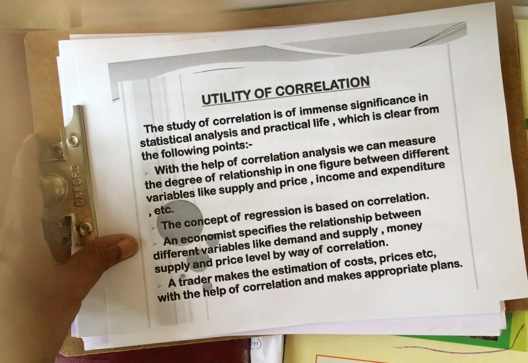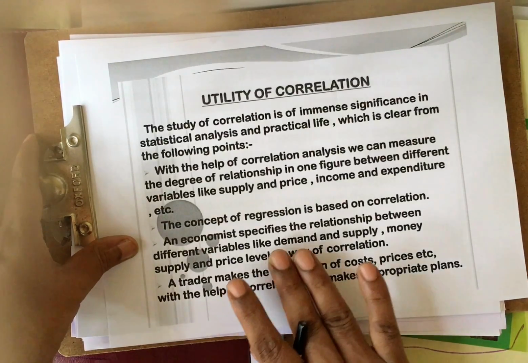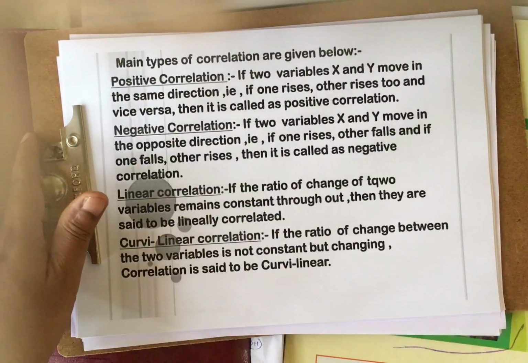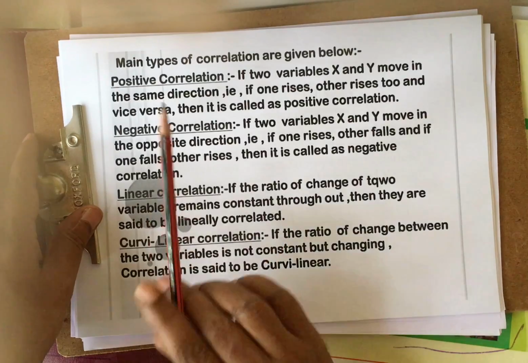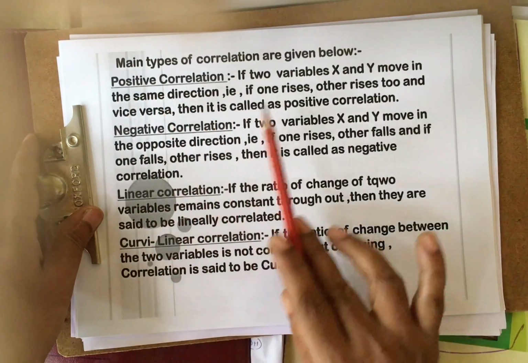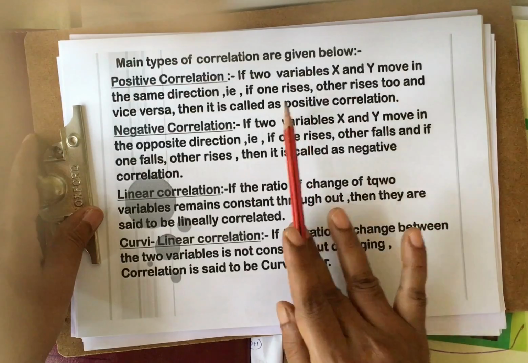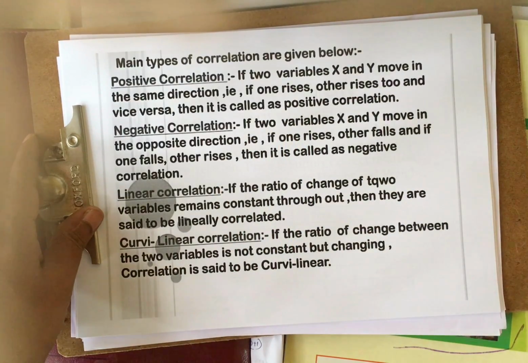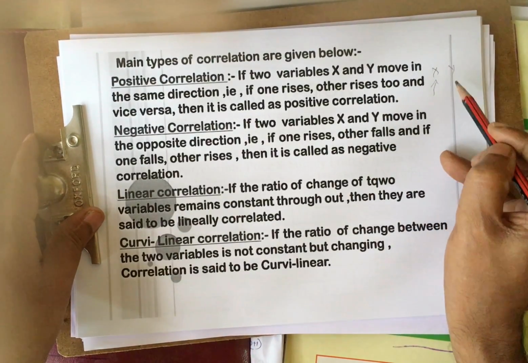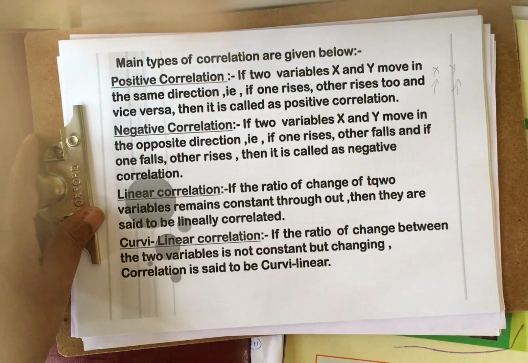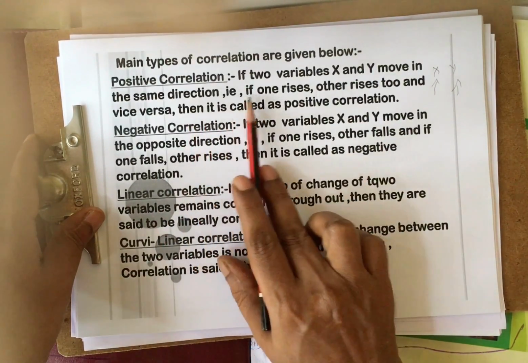Same way, the color of the parent and the color of the children, all the relations we can study in the correlation. Now, what are the different types of correlations? Here mainly we can say one is a positive correlation. If two variables, say x and y, move in the same direction, that is one rises, the other rises too. One rises means x rises, the y also rises, the same means up and up. So that is called positive relation.